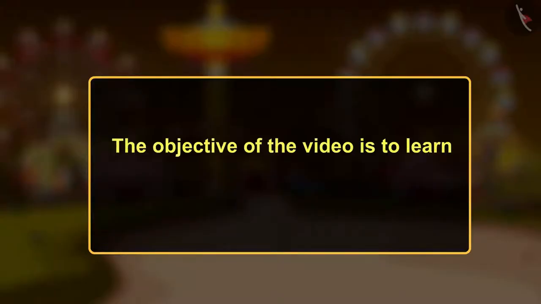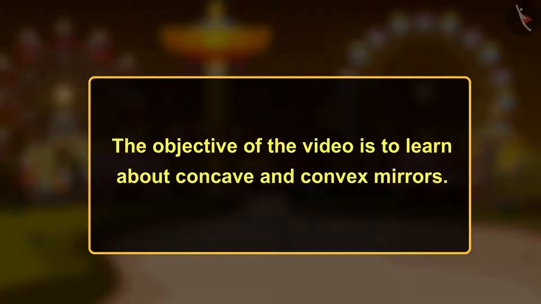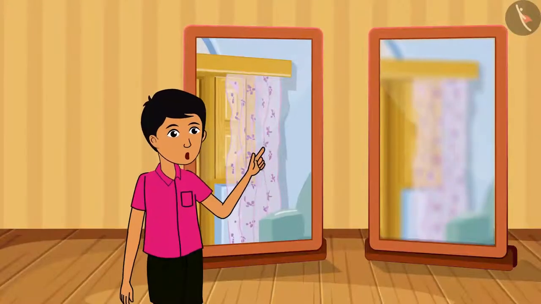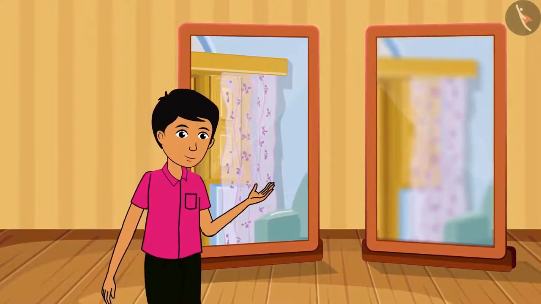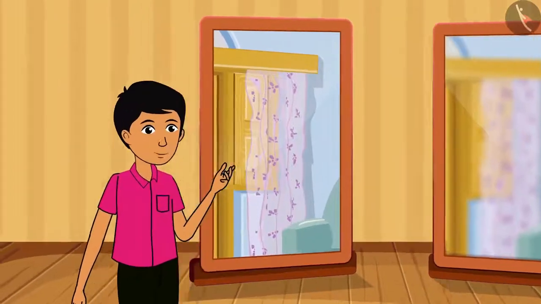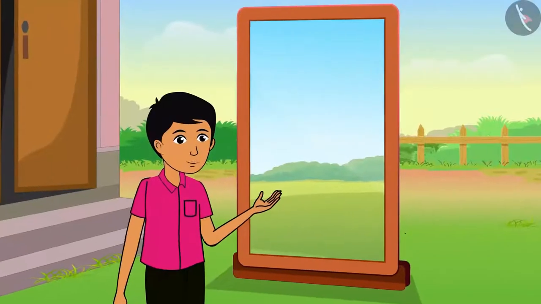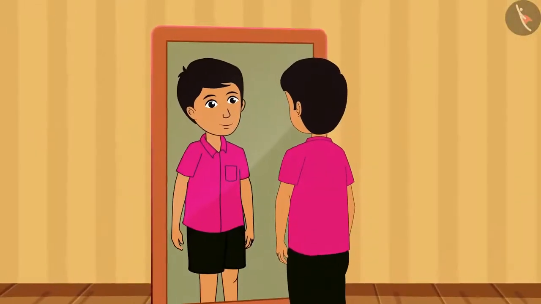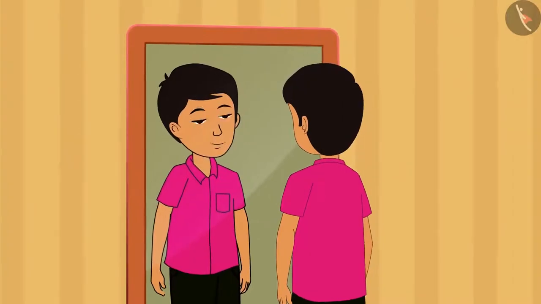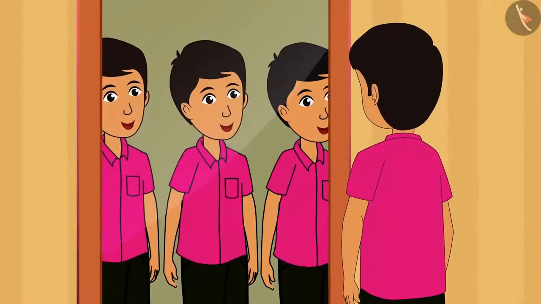Part 2. The objective of the video is to learn about concave and convex mirrors. Look closely. Look carefully. Peep into this mirror. Sometimes it looks clear. Sometimes it looks blurred. The sky is visible and the earth is visible. Sometimes someone like me is visible and sometimes many are visible.